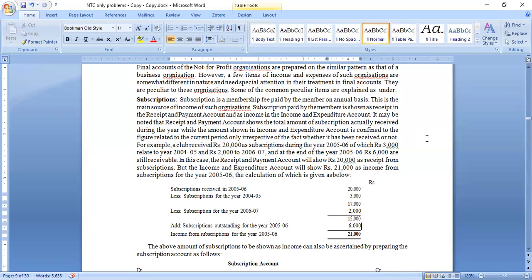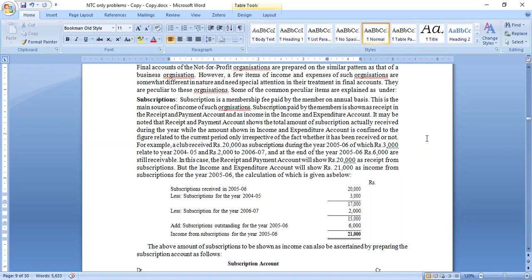So we'll start with subscription. Subscription is the membership fee paid by the members on an annual basis, and this is the main source of income for such organizations. Subscription paid by members is shown as a receipt in the receipts and payment account and as an income in the income and expenditure account.